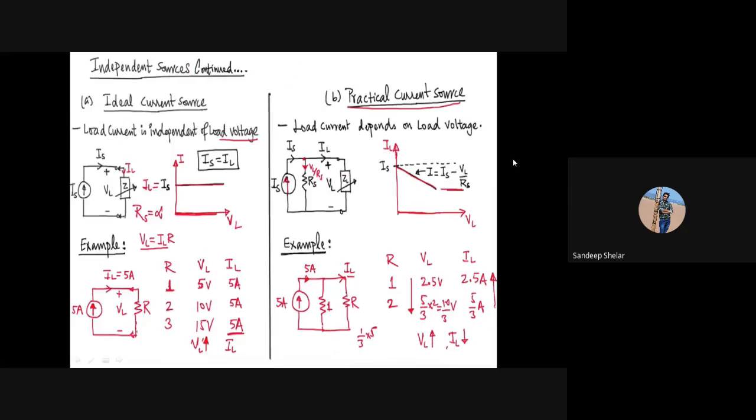Second is independent current sources, classified into two types: ideal current sources and practical current sources. In the ideal source, the load current is independent of load voltage, and in the practical source, load current depends on load voltage. That means one concept is the independent source and the other is the dependent source. This is the overview of the current sources.